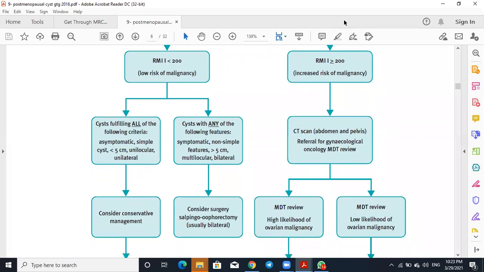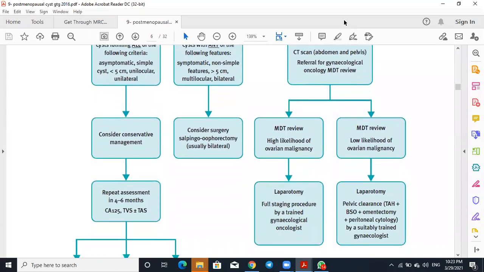At the MDT review, if there is high likelihood of ovarian malignancy, we will do the laparotomy and full staging procedure by a trained gynecological oncologist. This is the difference. If it is high likelihood of ovarian malignancy, the gynecological oncologist will treat. But if it is low likelihood of ovarian malignancy, then we will also do the laparotomy, THBUSO plus omentectomy, peritoneal cytology, but it will be done by a routine general gynecologist.